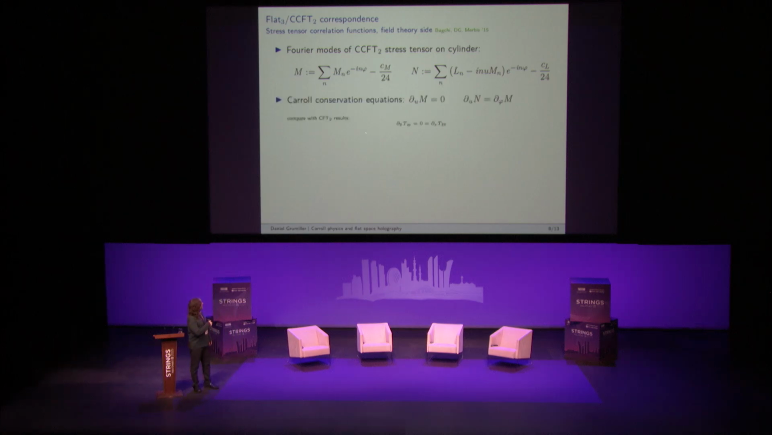Now, these results are compatible with the Carroll conservation equations or the Carroll conformal Ward identities. So these are analogs of the corresponding CFT conservation equations of the stress tensor. And they tell you that dM is equal to 0, but dN has to be d phi M, and that explains this additional term that you have to have here.